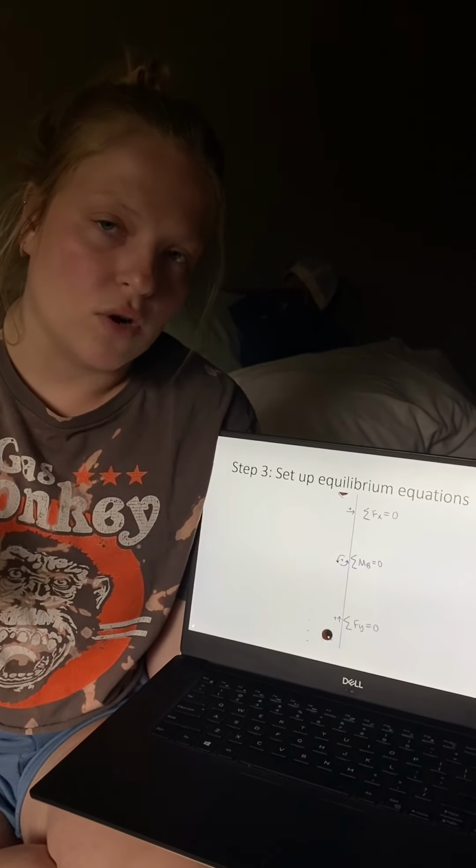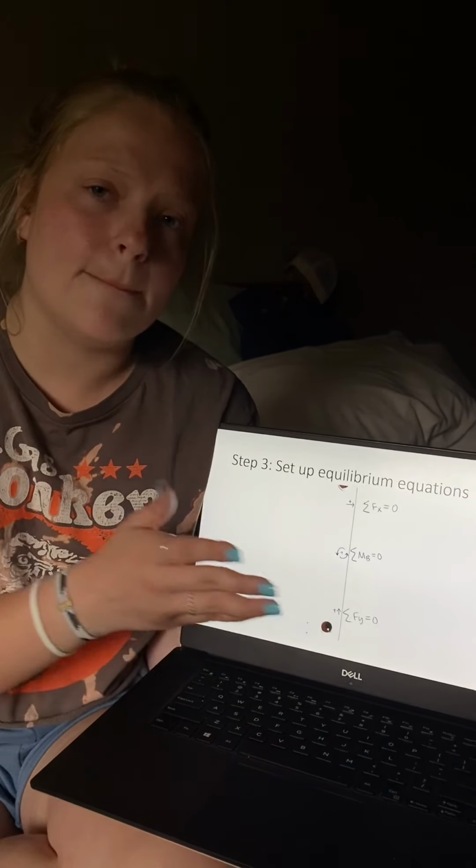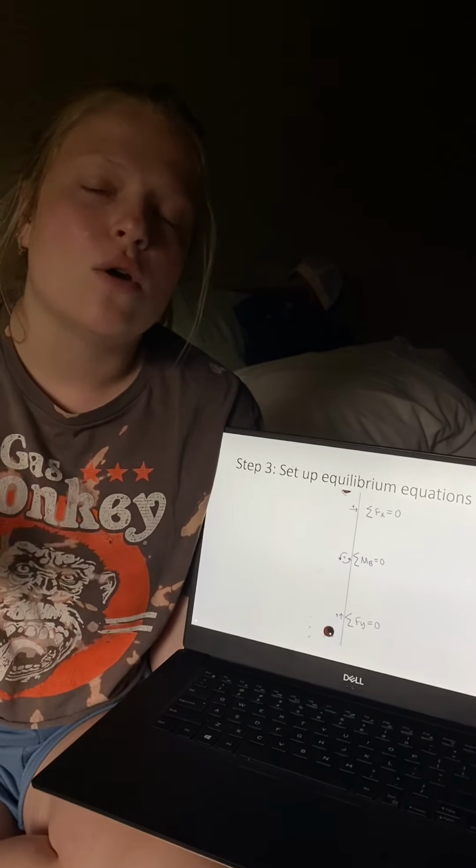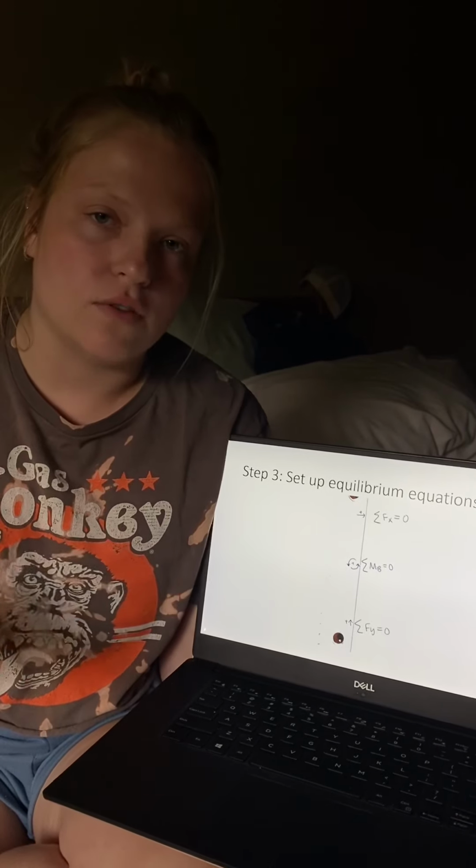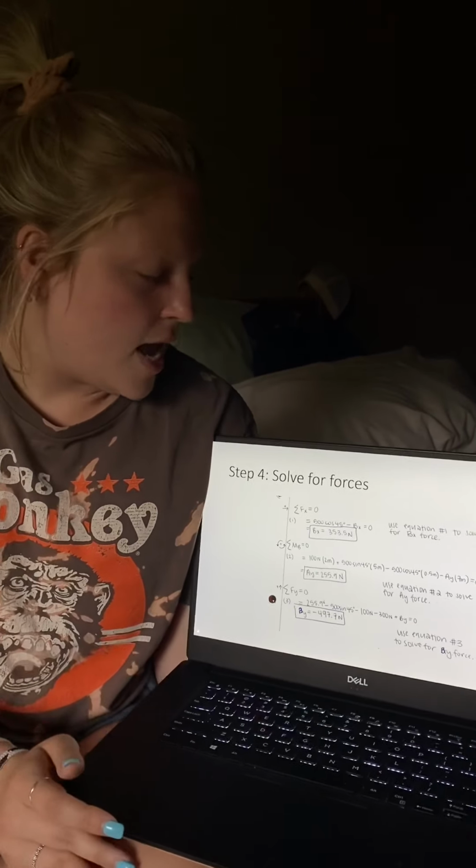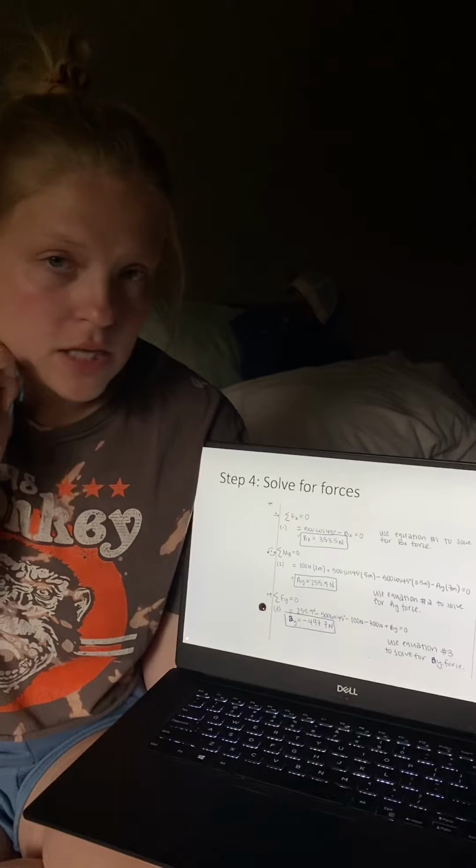So that has the most forces, which means that solving for the moment at B is probably going to be the easiest route to take in order to solve for all of those unknowns. And so my last step is going to be solving for those forces.